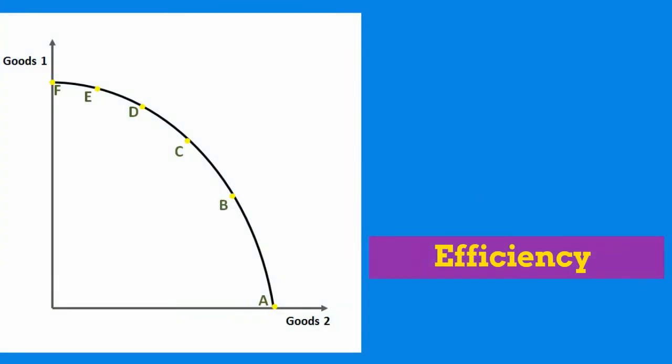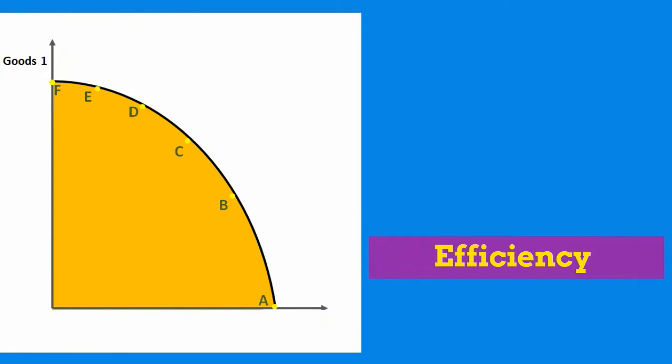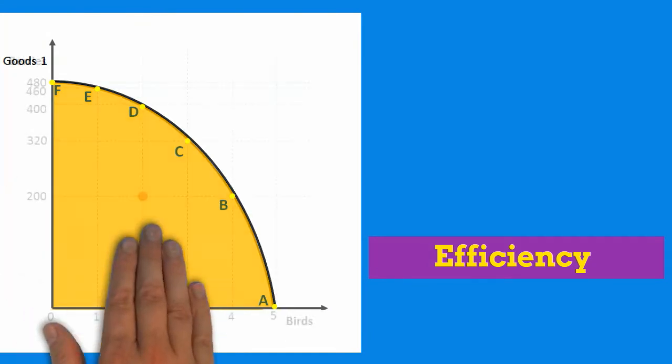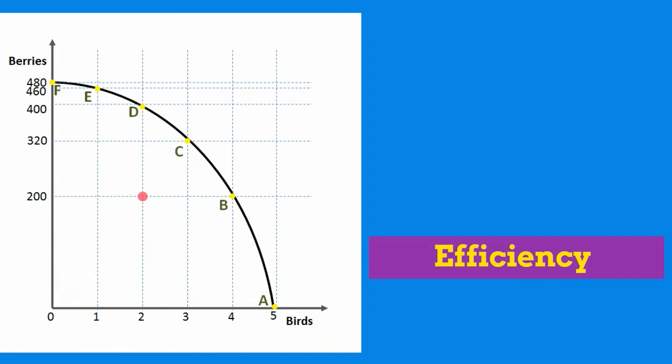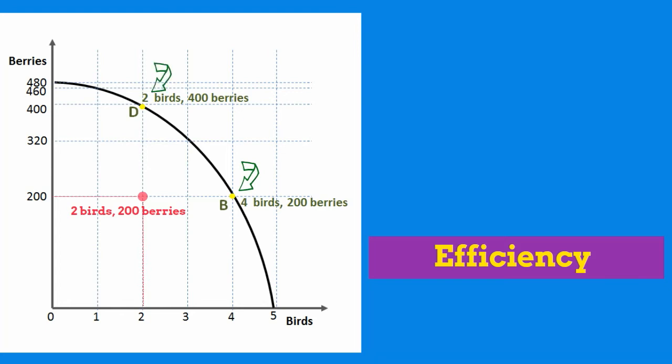Number 4. Efficiency. Any point on the left-hand side of the PPF represents a combination of output that you can achieve below your maximum utilization of resources. Let's move to a point on the left-hand side of the PPF. Here, you have a combination of 2 birds and 200 berries. At this point, there is inefficient use of resources, because you can have the same number of birds and more berries at point D, or same number of berries and more birds at point B. At B and D, you fully utilize your resources to achieve the maximum output possible.